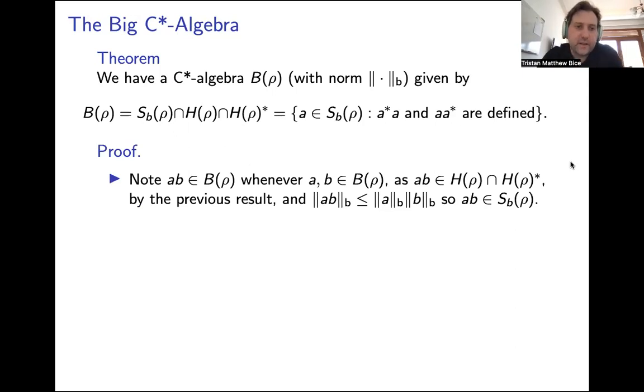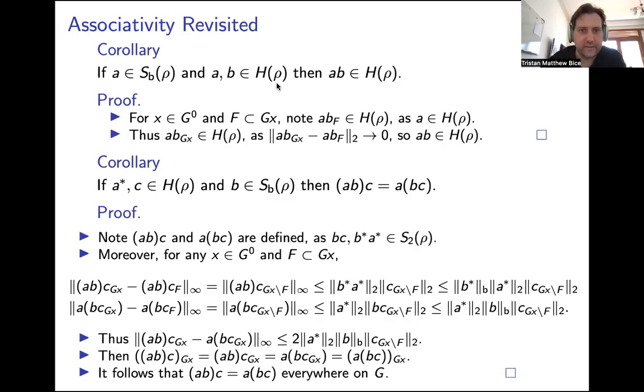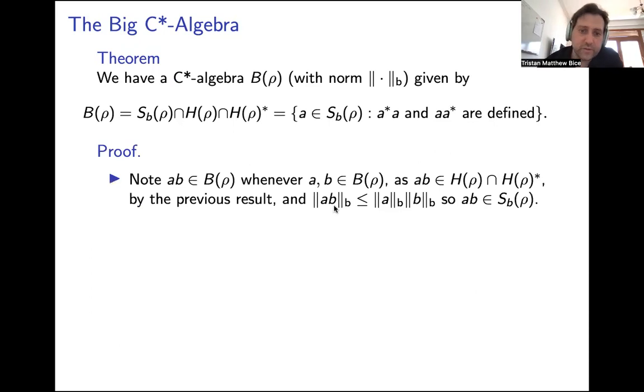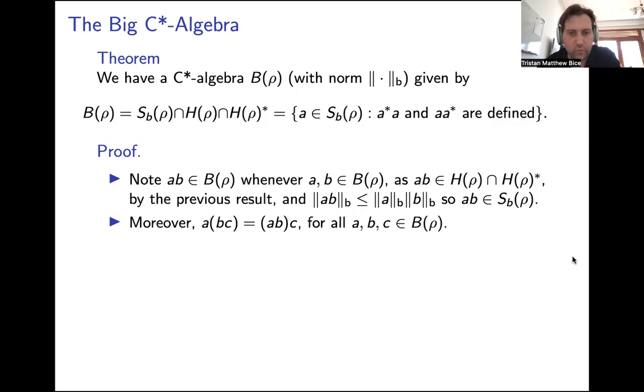Okay. Well, first thing to note is that this B of rho really is closed under products. I mean, basically, we know that the product itself lies within H rho and H rho star from exactly this result, the corollary on the previous slide. But we also know that AB itself has finite B norm, just from the submultiplicativity of the B norm, which we proved right at the beginning. Okay, so AB is within these three, but this is the intersection of these three, so therefore it has to lie within big B of rho.